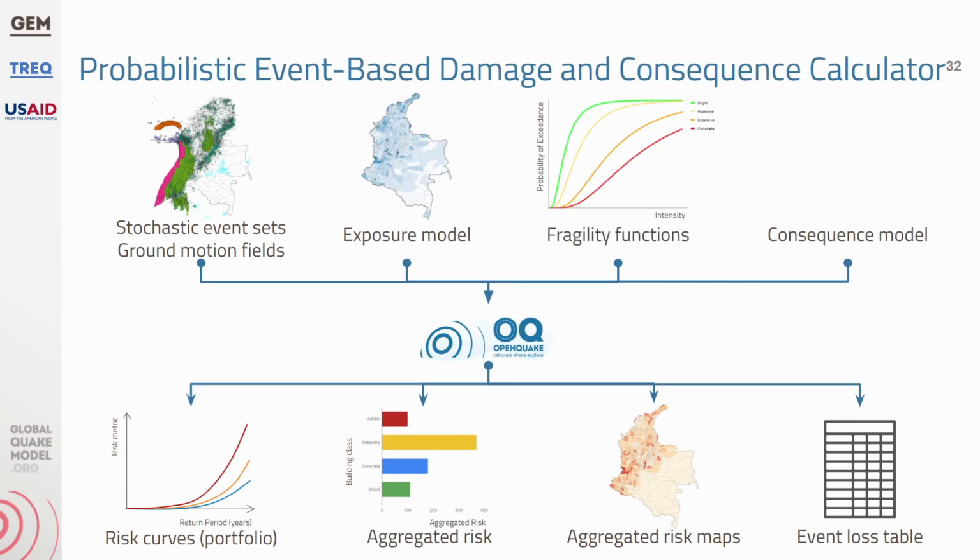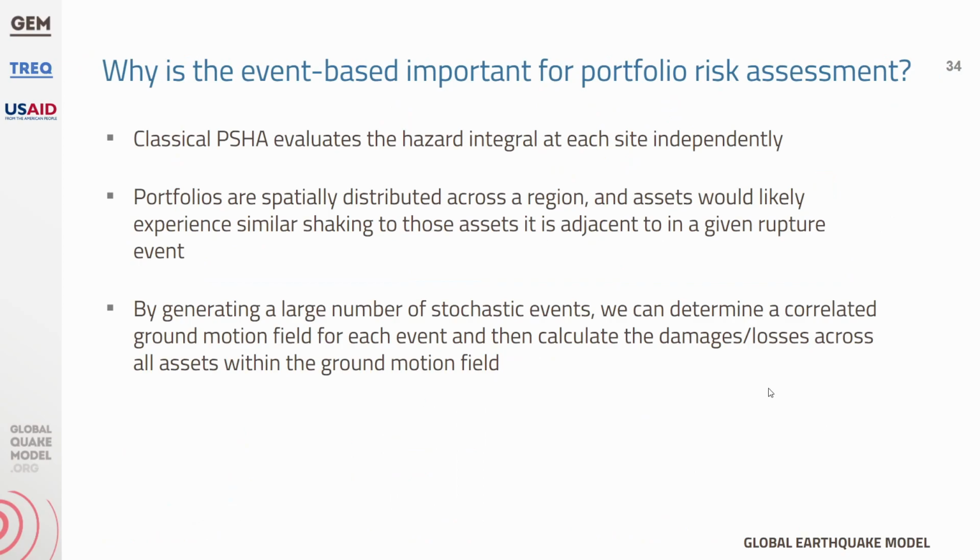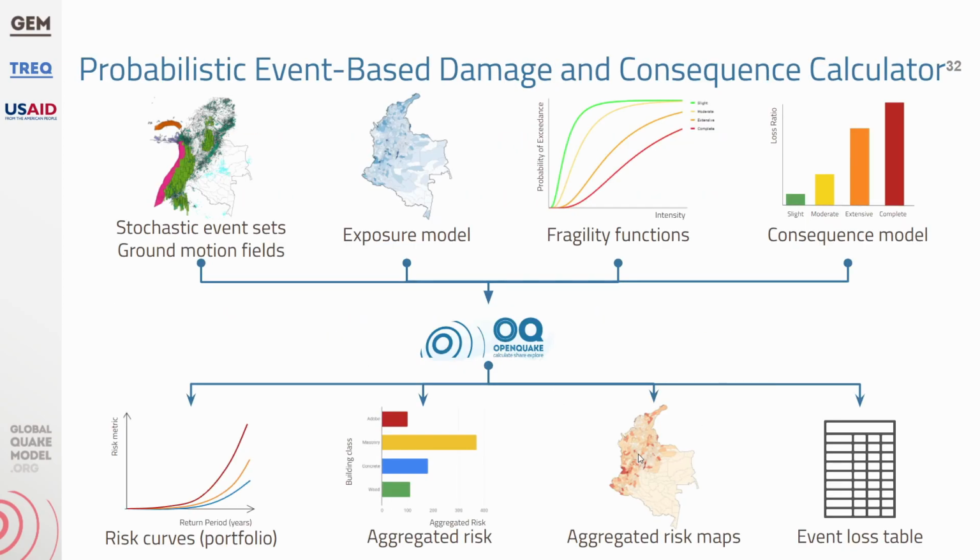Again, if instead of a vulnerability model we're providing the calculator with a fragility model, then we will be using the probabilistic event-based damage and consequence calculators. And in that case, we can obtain the same types of outputs. So obviously our risk curves, aggregated losses, and understanding how frequent they are, the aggregated risk, prevailing class, spatial disaggregation of the losses, and the event loss table. But because we're providing a consequence model, we would also be able to obtain damage metrics as well.